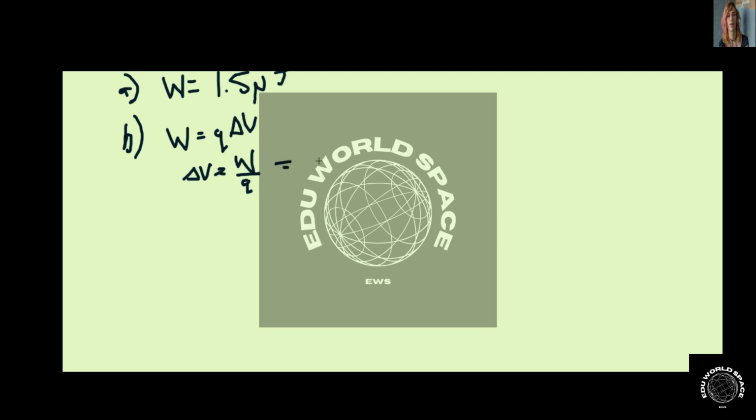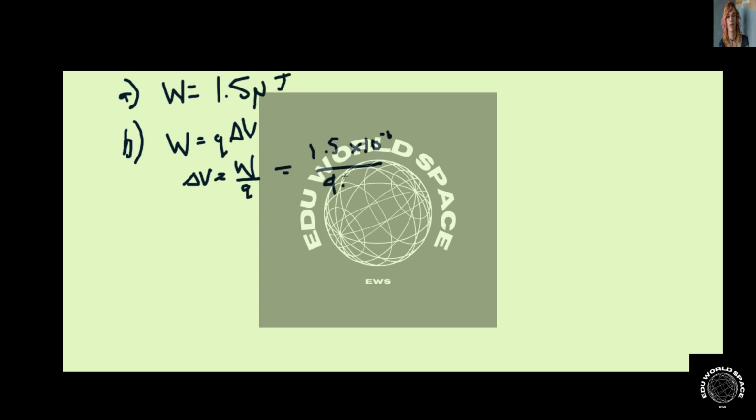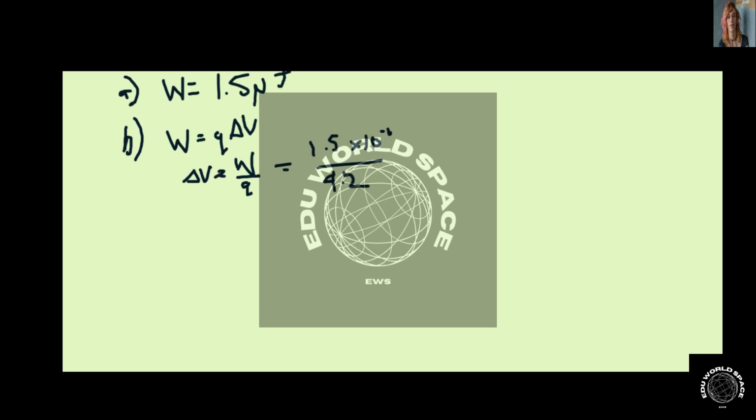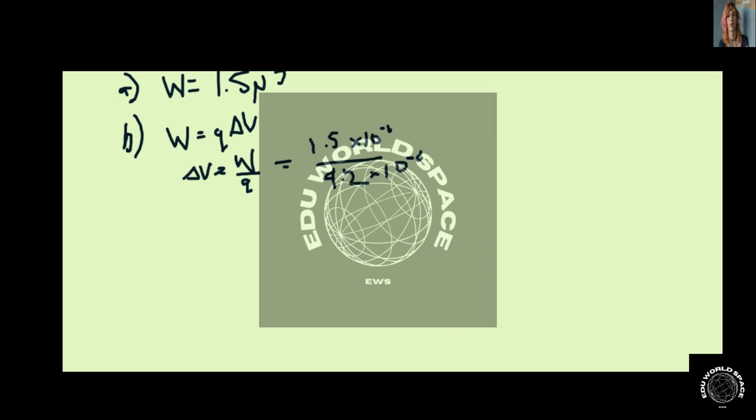So now, if we put this in, we get that the work done is 1.5 micro, so times 10 to the negative 6, over the charge, which we're given is 4.2. Let me just check again to make sure. It's 4.2 nanocoulombs, so it's times 10 to the power of negative 9, sorry.